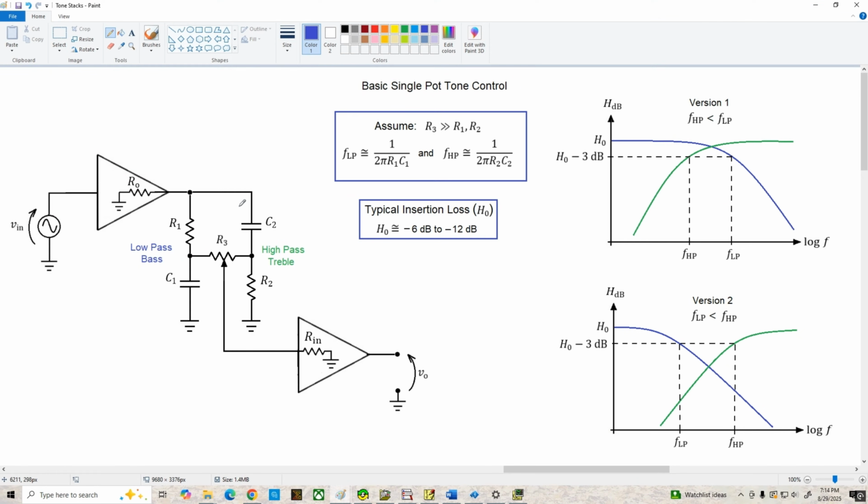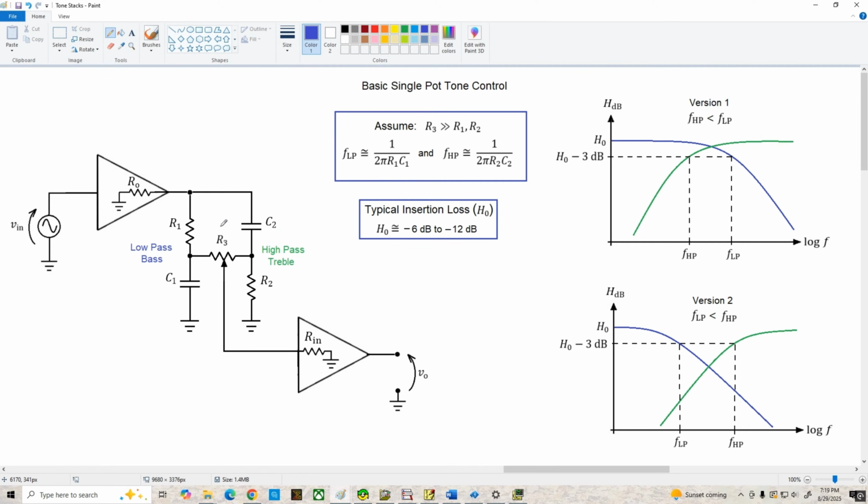What we've got here is basically a low-pass filter and a high-pass filter, and we're mixing the outputs of the two filters with a potentiometer. If we move the wiper to the left, we're going to be getting more of the output from the low-pass section. If we move the potentiometer wiper to the right, we're getting the high pass output, and in the center we should be getting roughly a 50-50 mix of the two filter responses.